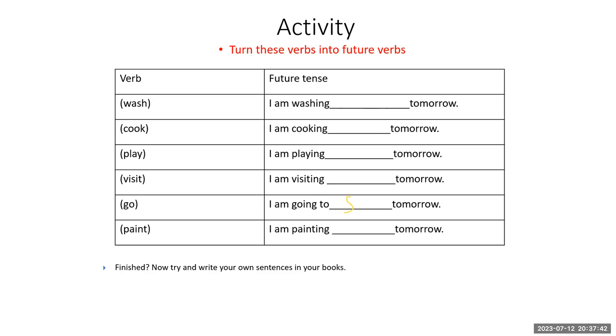Paola. Okay, teacher. I am washing the car tomorrow. I am cooking soup tomorrow. I am playing jump the rope tomorrow. I am visiting my brother tomorrow. I am painting my house tomorrow. Okay, thank you.